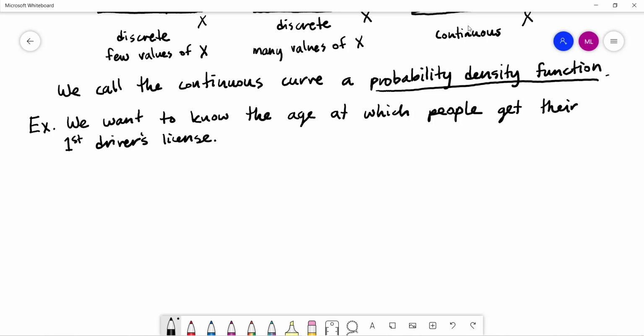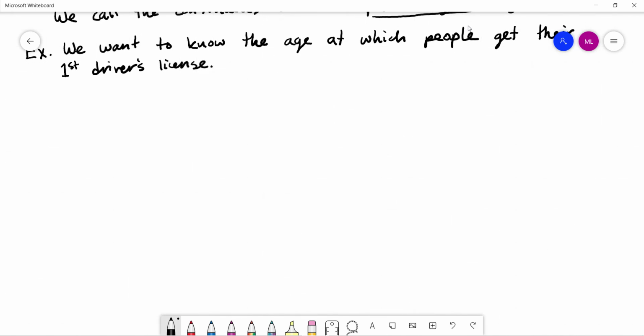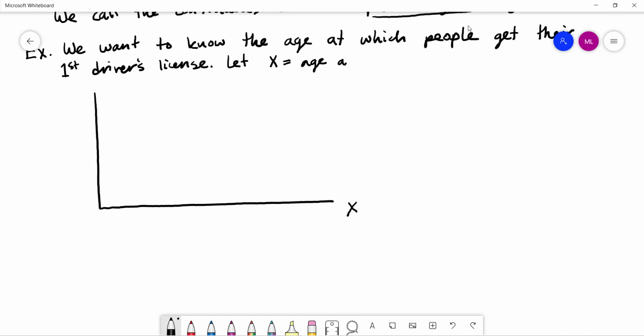And I'm going to look at a curve representing this. So in this case, I'm going to draw a picture of this. X, my random variable, is going to be this age. So we're going to let X be the age at time of license. So at the time that they get that first license, how old were they?